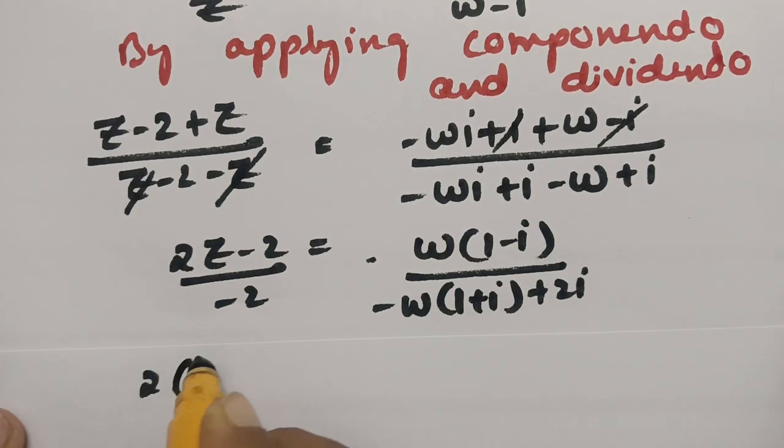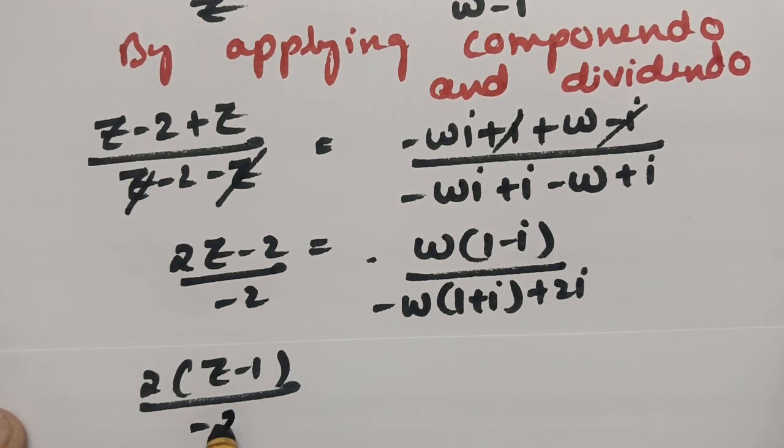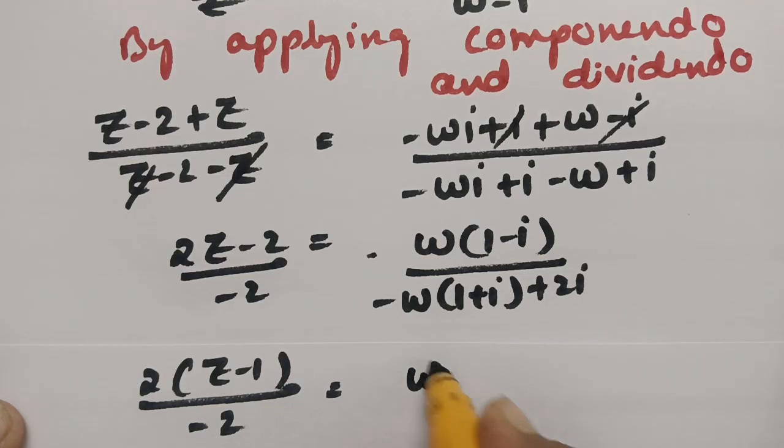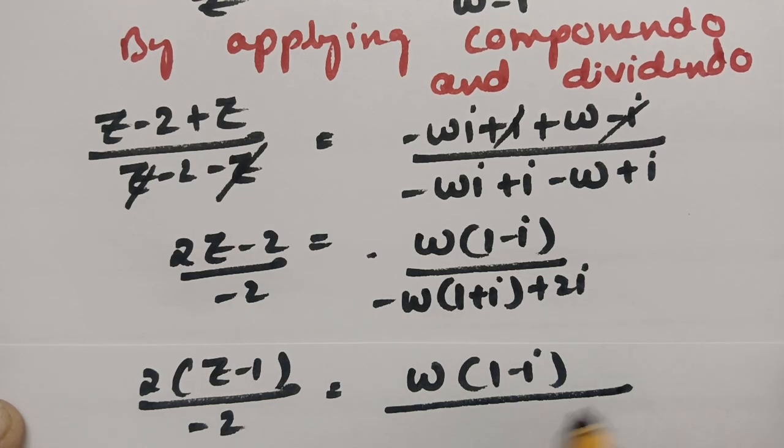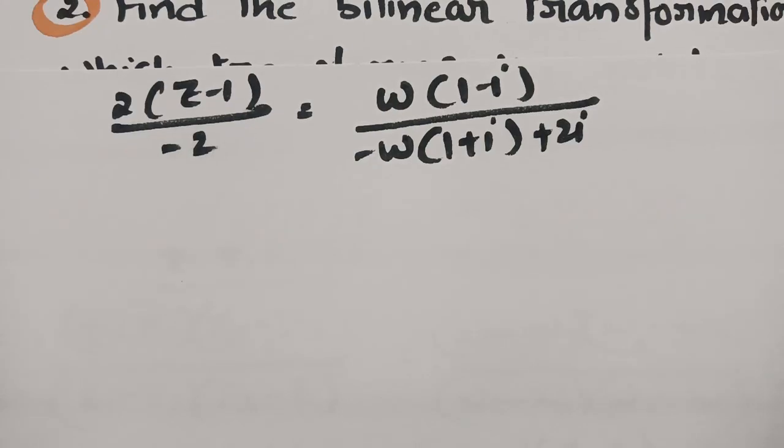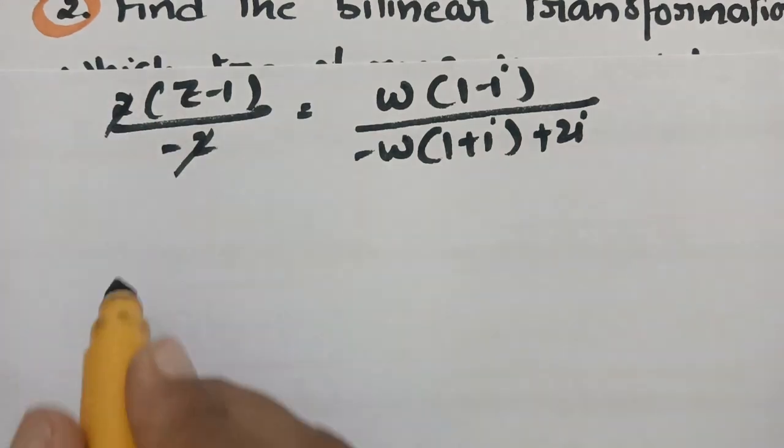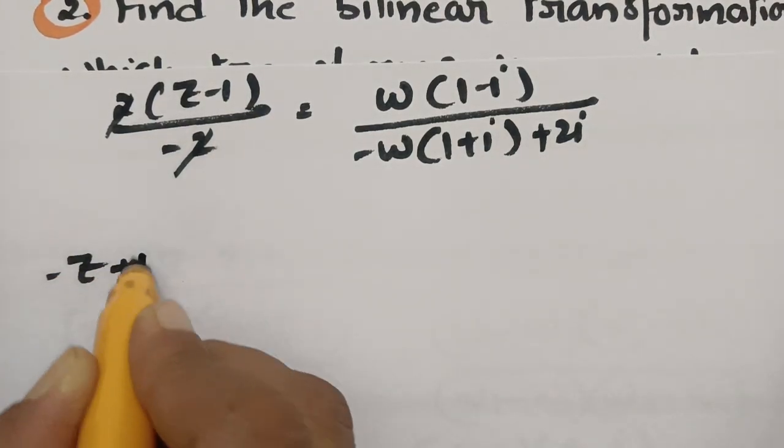So if I take 2 common and cancel, this is (z minus 1) by minus 2, and this is w times of 1 minus i by minus w by this is 1 plus i plus 2i. And see, if I cancel this one, what happens here? This is minus z plus 1.